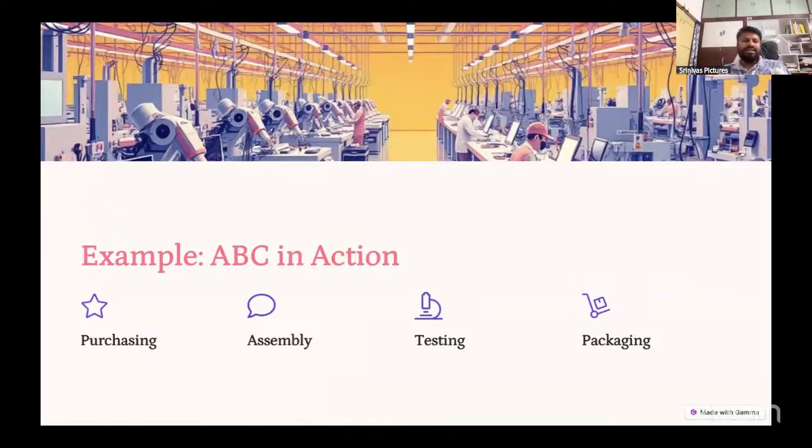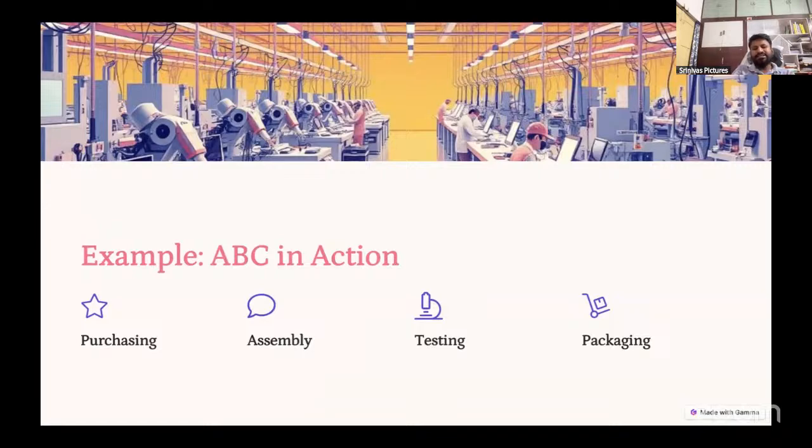Example of ABC in action. So generally, this is an example of activity based costing in action. First, we are going to purchase the material. Then we send it to assembly, where we gather and assemble it. Then we go to testing. Then we go to packaging. In individual cases, the cost is different.